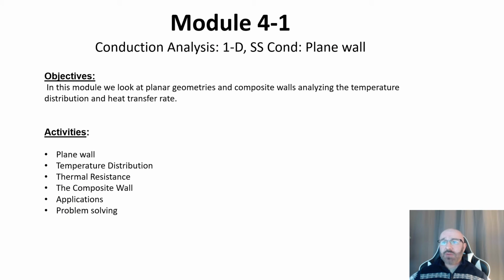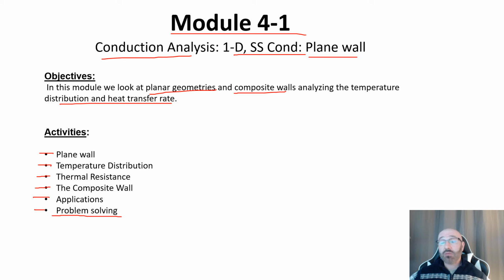So as I mentioned, we're going to break this module down into 2 different sections. In the first section of the module, module 4.1, we're looking at conduction analysis for 1D steady state conditions, in particular looking at the plane wall. In this module, we'll look at planar geometries and some composite walls, analyzing the temperature distribution and heat transfer rate. Breaking this down, we're going to take a look at the plane wall, temperature distribution relationships, equations, and applications, some thermal resistance applications and how we deal with those, the composite wall and how we can set up a problem for that, take a look at some practical applications, and then go through my hand solutions for a few problems that we'll work through together.